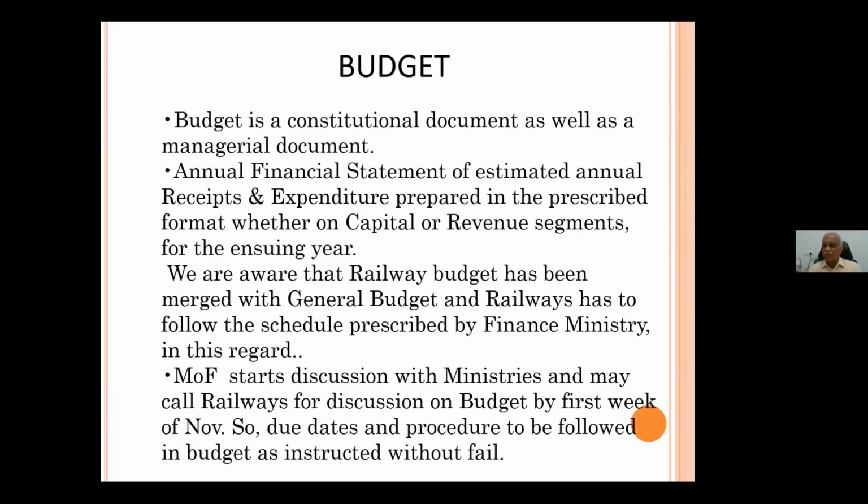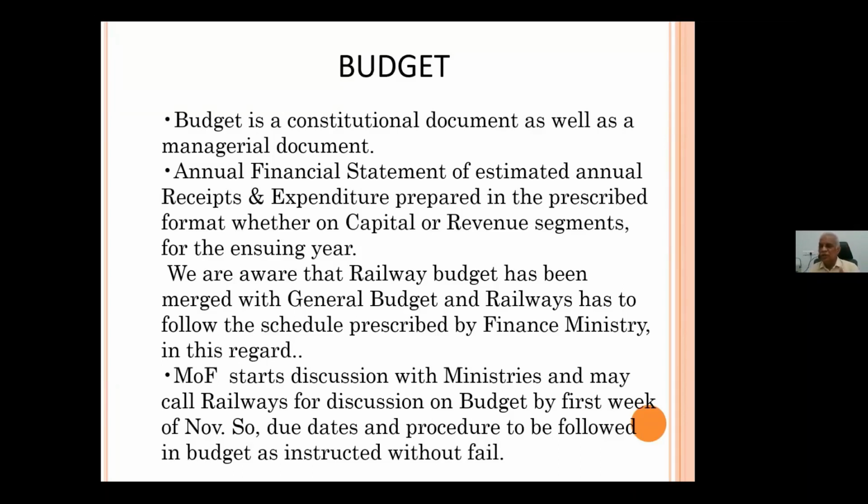Now, most importantly, all of you may be aware that the railway budget has been merged with the general budget. From which year? 2017-18. Please note down, 2017 and 18. From this year onwards, our railway budget was merged with the general budget. What is meant by merged with the general budget? That means our receipts will be Government of India receipts. In the general budget, these are the receipts from railways. Our projected expenditure will be the expenditure of Government of India. That is the impact of the merger of the railway budget with the general budget.